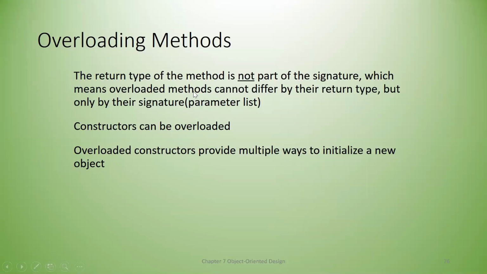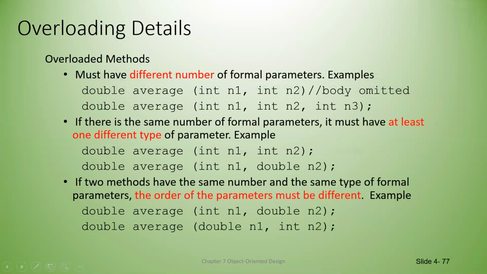The return type of the method is not part of the signature. Return type doesn't matter, everybody. You are only looking at the signature, which means overloaded methods cannot differ by their return type, but only by their signature. Constructors can be overloaded. Overloaded constructors provide multiple ways to initialize a new object, okay? And we have that. So let's look at these examples.